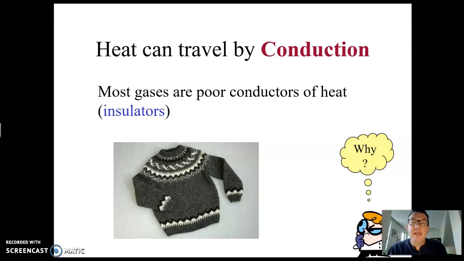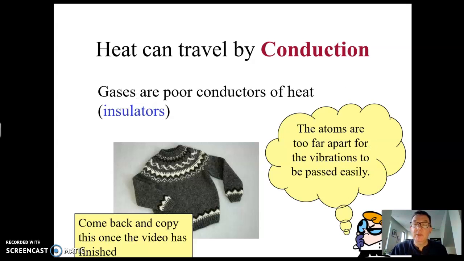Now most gases, including air, are poor conductors of heat. So basically they're what we call insulators. Again, it's worth thinking why that is. As you probably guessed, it's because the particles are far apart. In general, in a gas, the particles are about 10 times further apart than they are in a solid. So it's very hard for the vibrations to be passed.